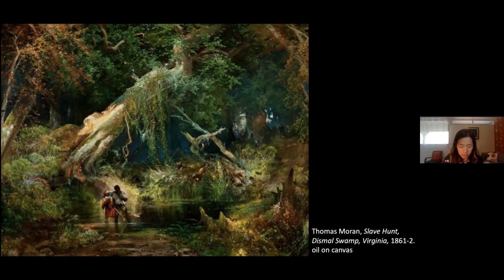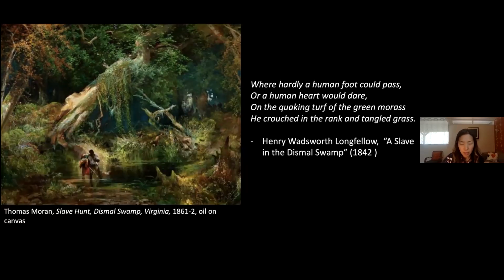So Moran's scene here recalls many literary accounts of slaves taking refuge in the swamp by abolitionist authors. Henry Wadsworth Longfellow's A Slave in the Dismal Swamp from his 1842 poems on slavery describes an escaped slave hiding in the vegetation with the lines, "Where hardly a human foot could pass or human heart would dare, on the quaking turf of the green morass he crouched in the rank and tangled grass."